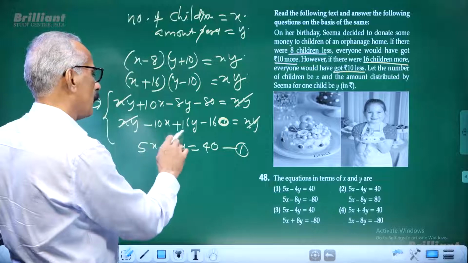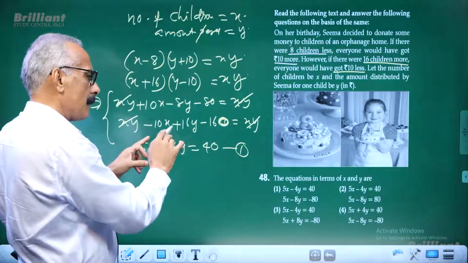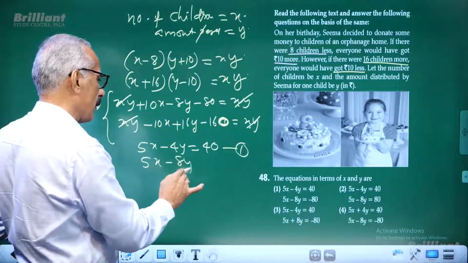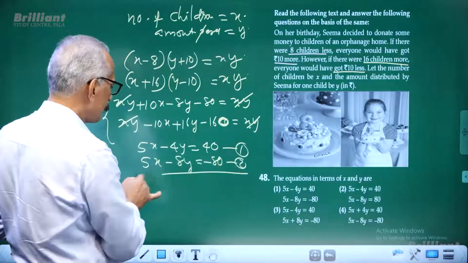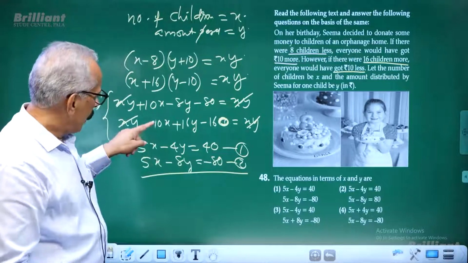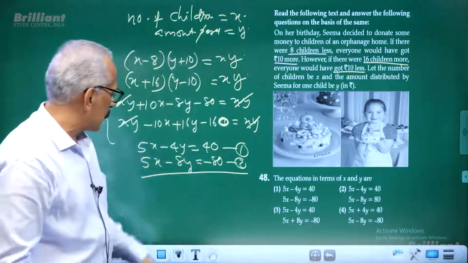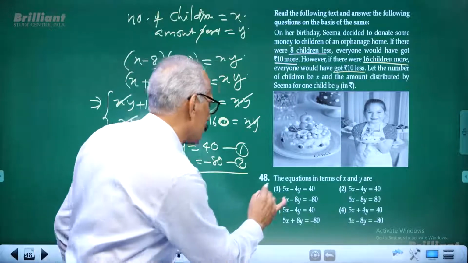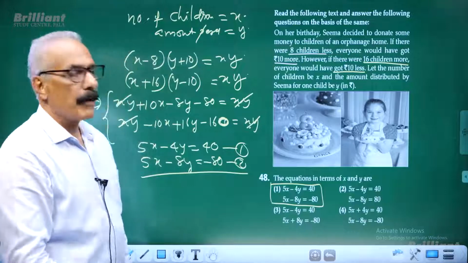What are we going to do here? We take this to the other side, so 10x minus 16y, and that gives 5x minus 8y equal to minus 80. Equation number 2, we divide by minus 2. Then 5x minus 8y, taking it to the other side becomes plus, so minus 80. Right. 5x minus 4y equal to 40. So 1 is your answer, the equation in terms of x and y.